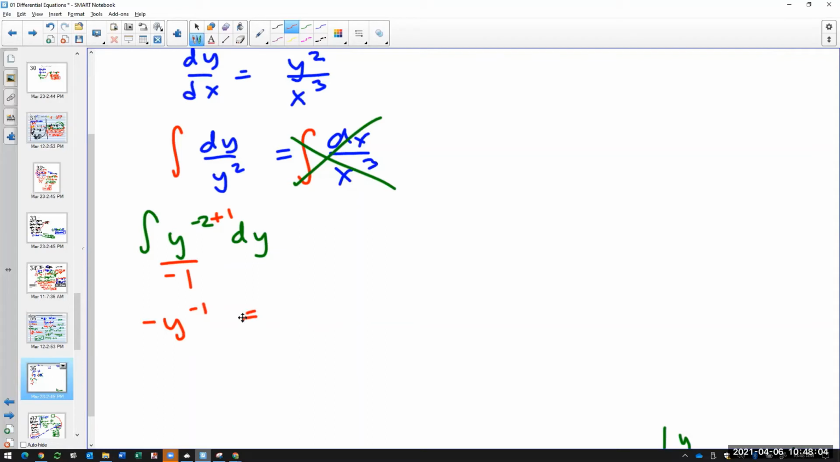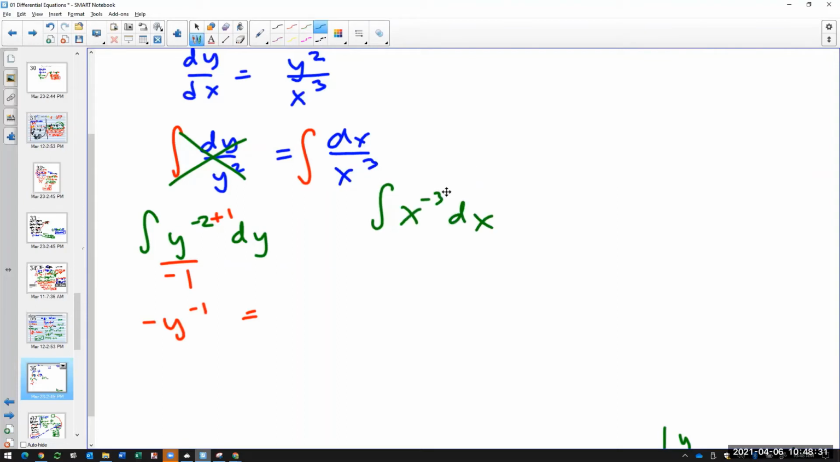Yeah? Okay. So guys, let's move to the right side. Okay, guys, do the right side totally separately from the left side. Don't do them together because you're going to get totally confused. All right. On the right side, how do I integrate when x to the third is on the bottom? Move it to the top. If I move it to the top, what happens to that 3? Okay, so this is actually the integral of x to the negative 3 dx.